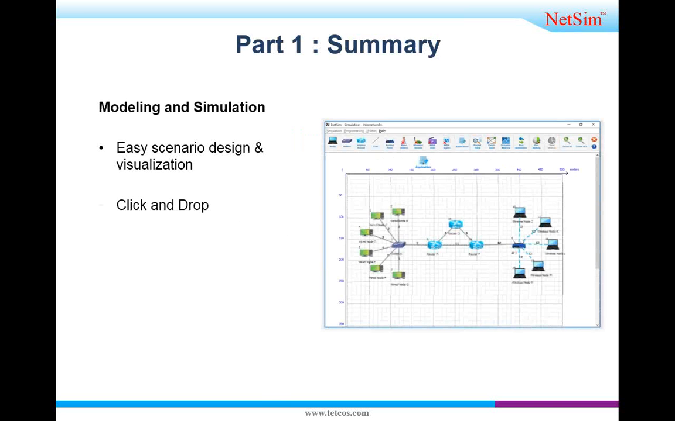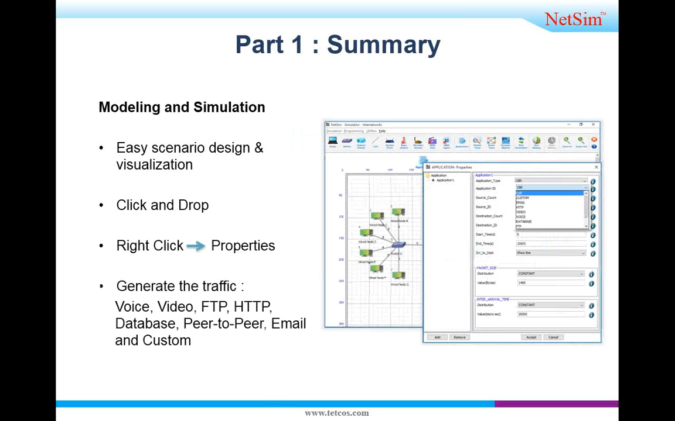After the simulation we'll have a summary in which we can see modeling and simulation. It is a very easy scenario and visualization of the network. You can just easily click and drop your nodes. Here some screenshots are given in which you can see the nodes available, and when you right click on any node you can see some properties. The application types given here are CBR, custom, email, HTTP. Then you can generate this kind of traffic.